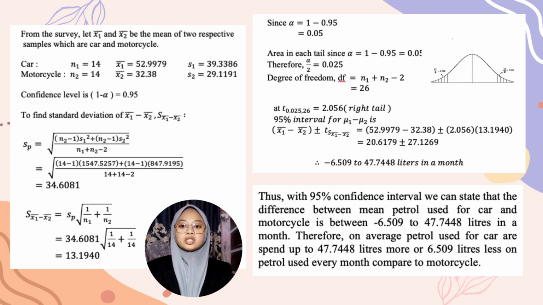To find standard deviation of x1 bar minus x2 bar, we need to calculate SP first. Calculate SP using the given formula, we get 34.6081. Then, we can calculate the standard deviation of x1 bar minus x2 bar, which equal to SP multiplied with square root of 1 over n1 plus 1 over n2. Then, we get 13.1940.